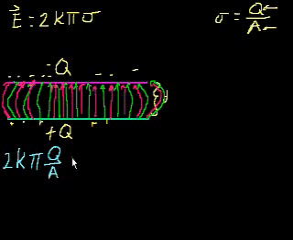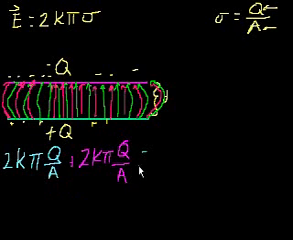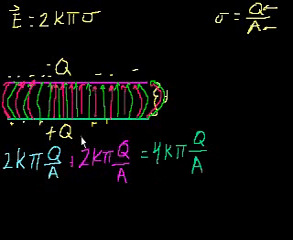So the electric field from that one, and we know that they go in the same direction. This is negative, so the field lines go towards it. So plus 2k pi, and this is q over a. We could have said minus and then had a minus q over a, but we know that they go in the same direction, so they're going to be additive. And so the total electric field is going to be 4k pi q over a. So now we know the exact strength of the electric field.